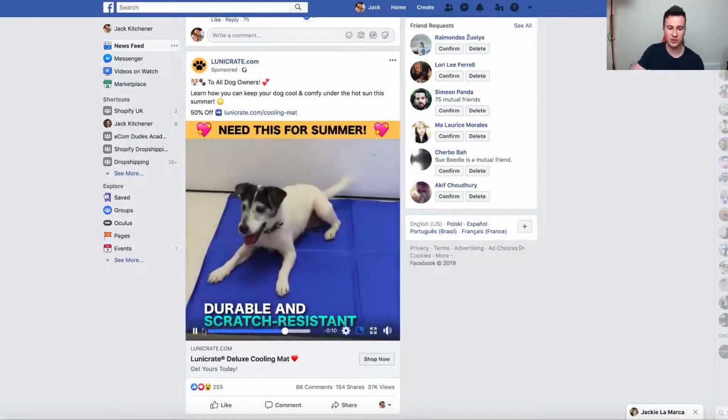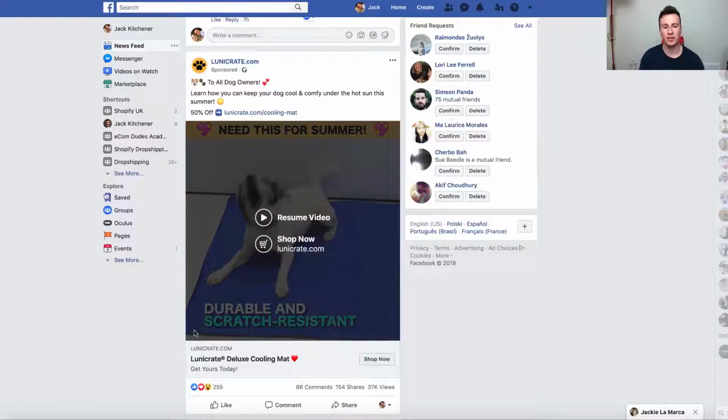Everybody who sees a dog being stupid, it just makes them smile. And regardless of whether they're interested in the product, if an animal is doing something stupid, then they want to share it with their friends.